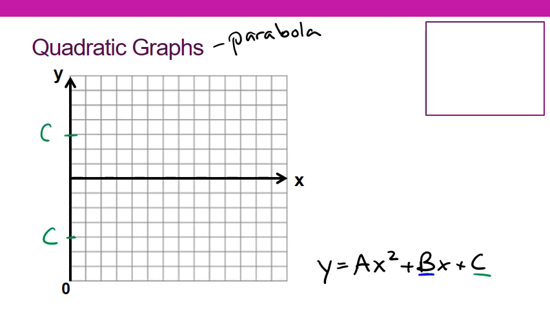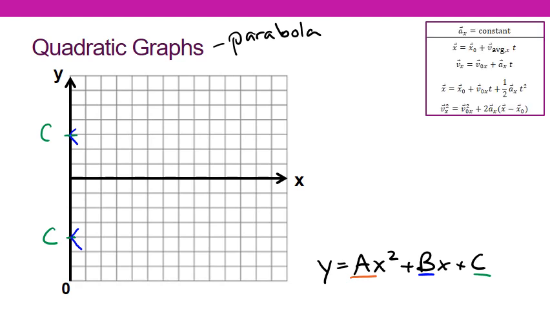B tells me whether I start going down or I start going up. So if b is negative, I start going down. If b is positive, I start out going up. And then a tells me whether I get a smiley face or a frowny face, right? If a is positive, I will get a smiley face. If a is negative, I'll get a frowny face.